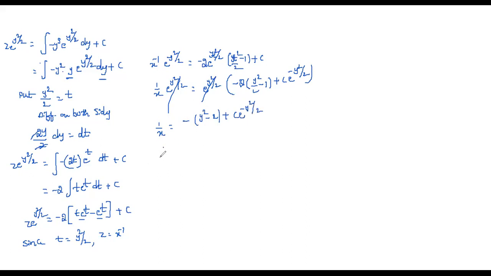So simply we can write 1 by x is equal to 2 minus y square plus c e power minus y square by 2. So this is the general solution, the solution of the given differential equation, which is a non-linear one that we converted into a linear one.